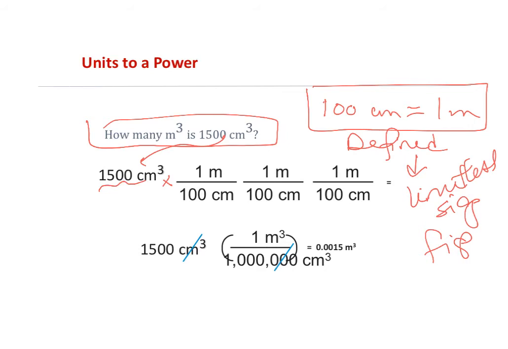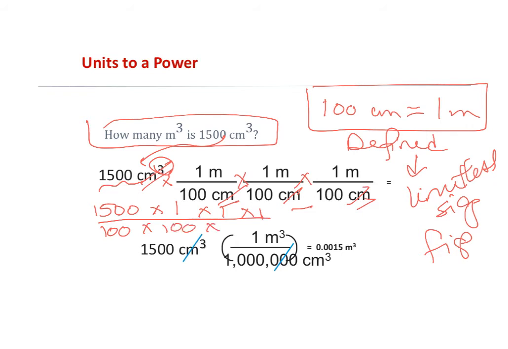All right, so anyway, this is centimeters cubed. So we have to divide by centimeters 3 times. It should all be times, okay? And then all of the centimeters cancel out. And what we end up with is 1,500 times 1 times 1 times 1, all divided by 100 times 100 times 100. And what are the units?